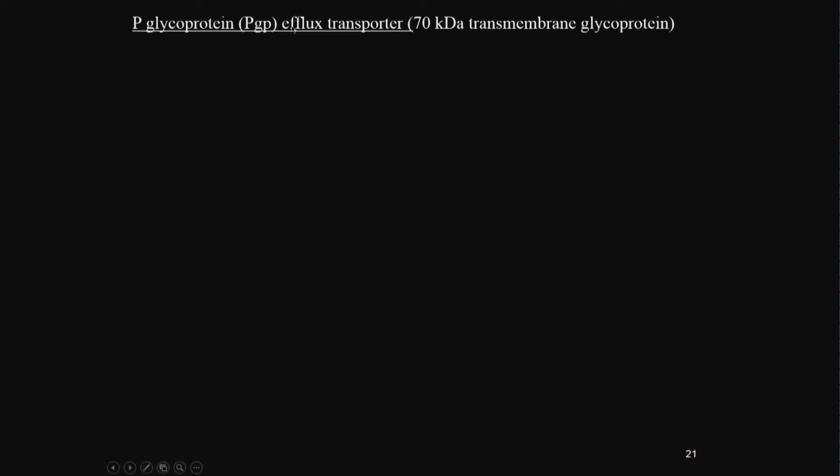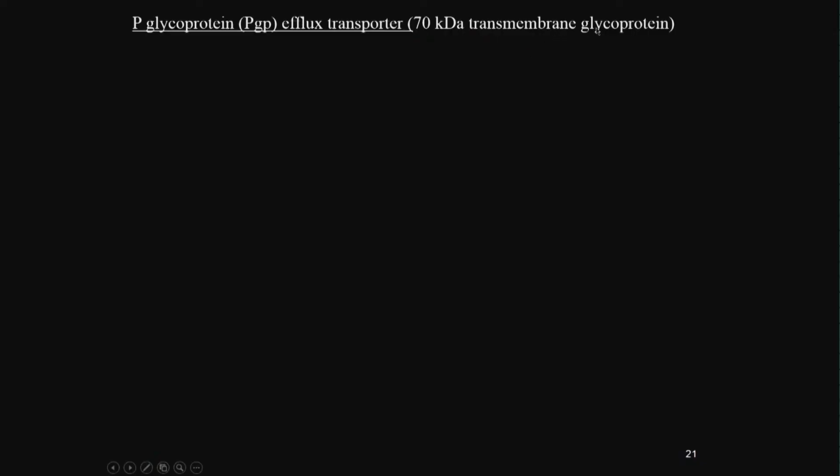Now let us look at this P glycoprotein efflux transporter, because it plays a very important role in effluxing drugs out of the system, whether it is in the plasma region or the blood brain region or any other part. These are around 70 kilodalton transmembrane glycoproteins. They throw compounds out of the system. So, drugs may get caught and thrown out. So, we need to design molecules which have low PGB binding ability.